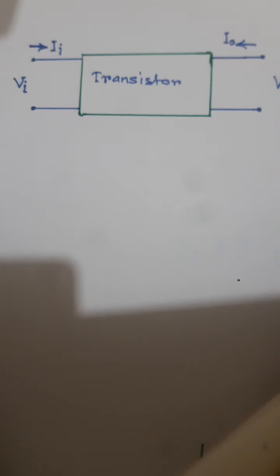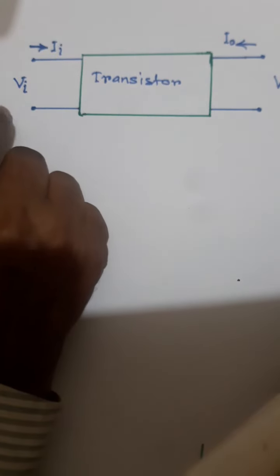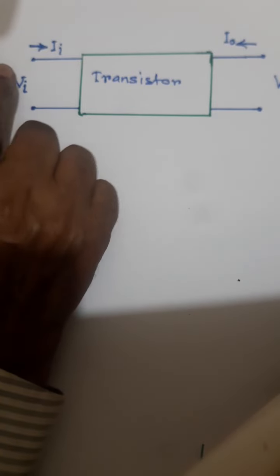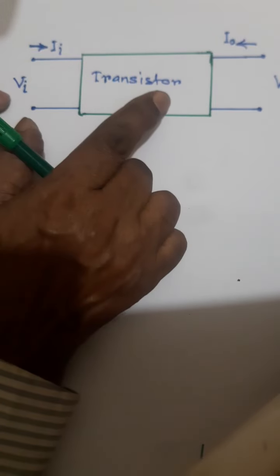Dear listeners, I shall discuss transistor admittance parameters, that is Y parameters. A transistor is a four-terminal network with input voltage Vi, output voltage Vo, input current Ii, and output current Io.